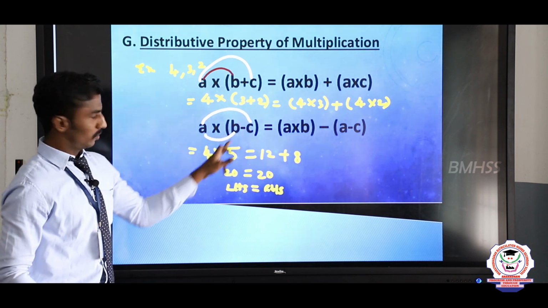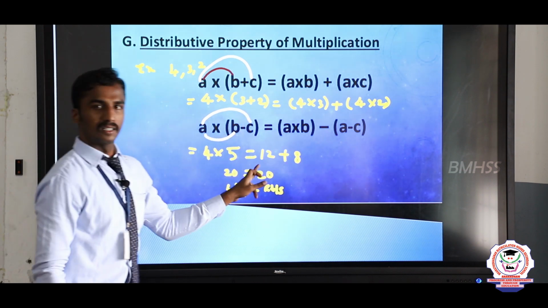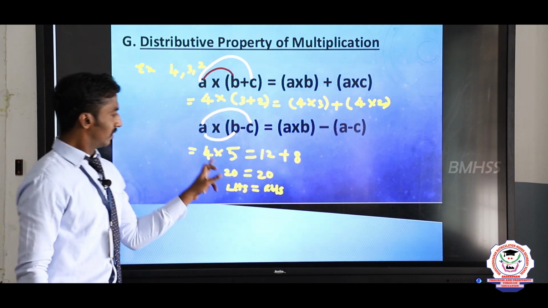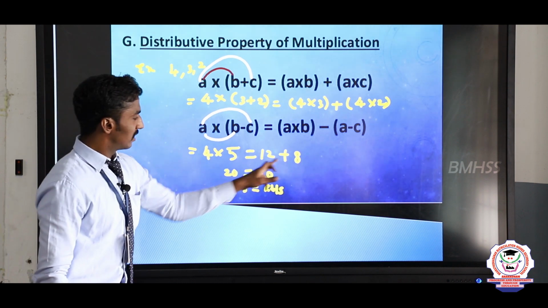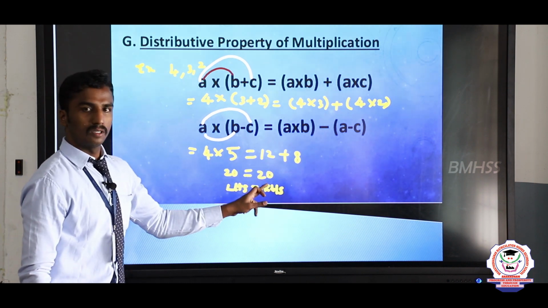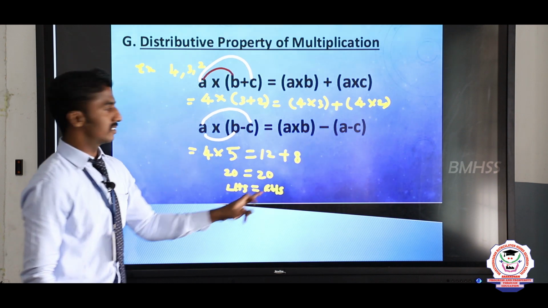4 into 3 plus 2 we get 5. 4 3s are 12, 4 2s are 8. 4 5s are 20. 12 plus 8 we get 20. 20 equal to 20. LHS equal to RHS.